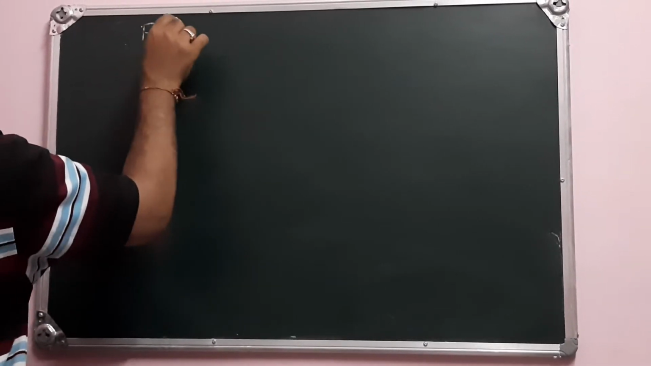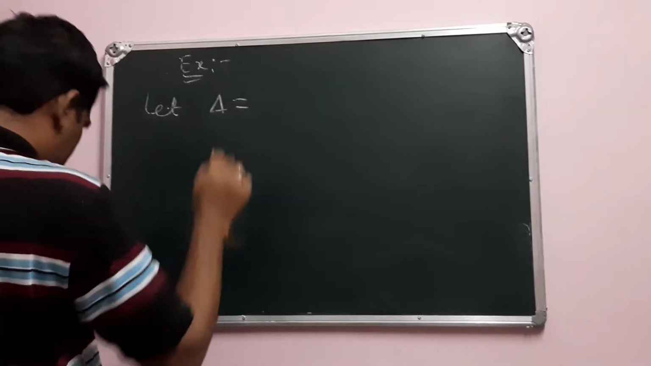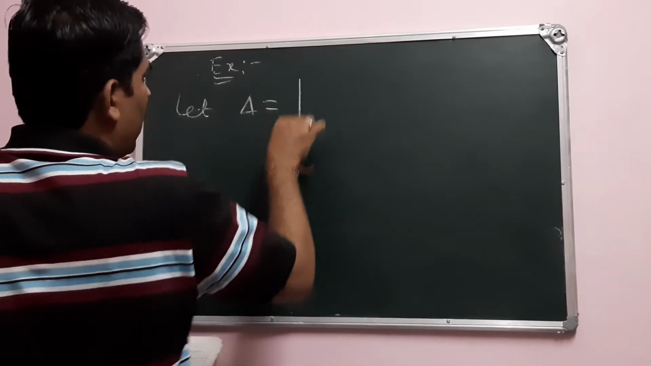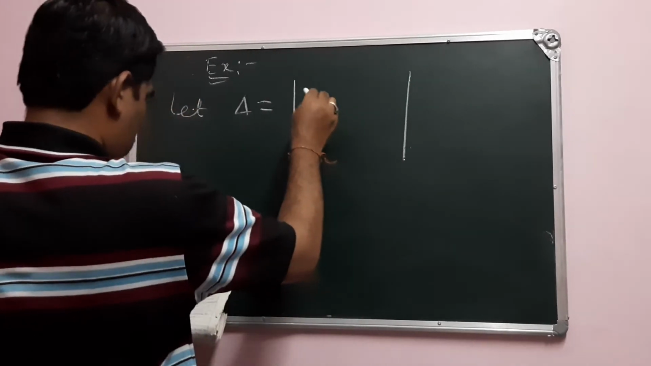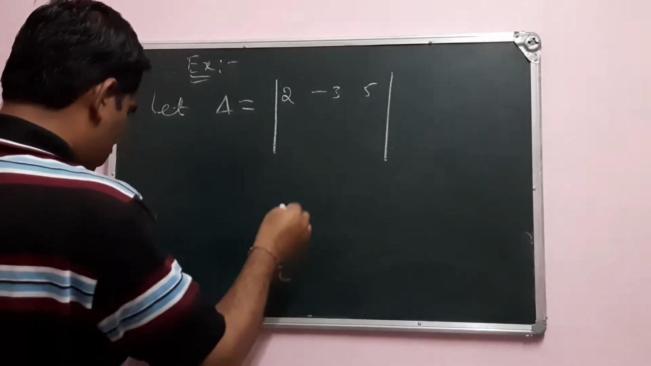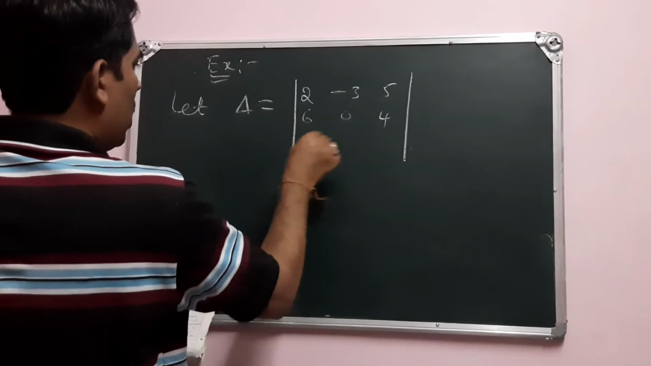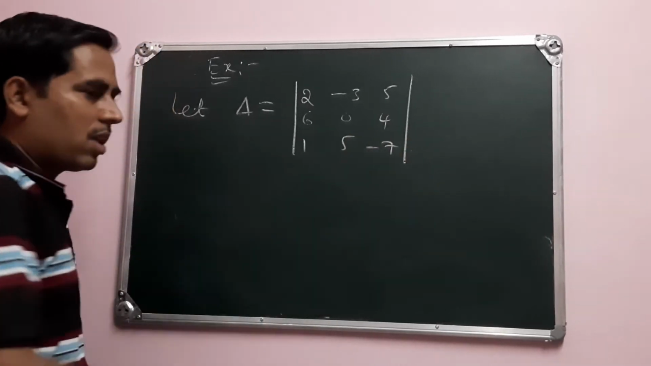Okay, for verification purposes, I will take one example here. Let us say delta is equal to, we can take any example here. I will take 2, minus 3, 5; 6, 0, 4; 1, 5, minus 7. You can take your own examples. Okay, let us consider this determinant.